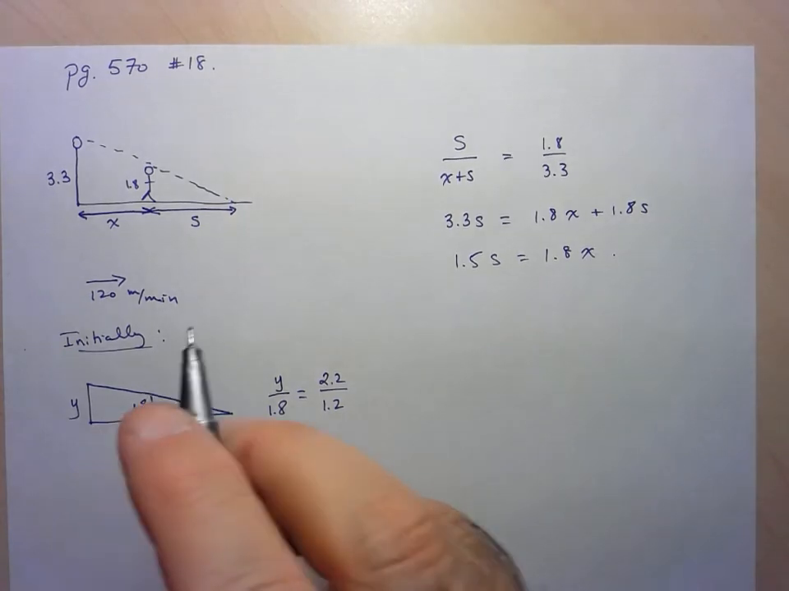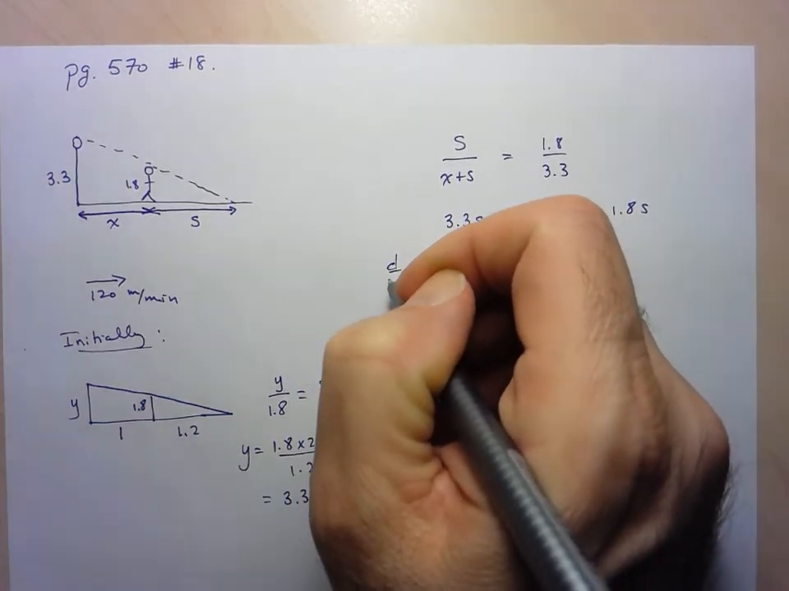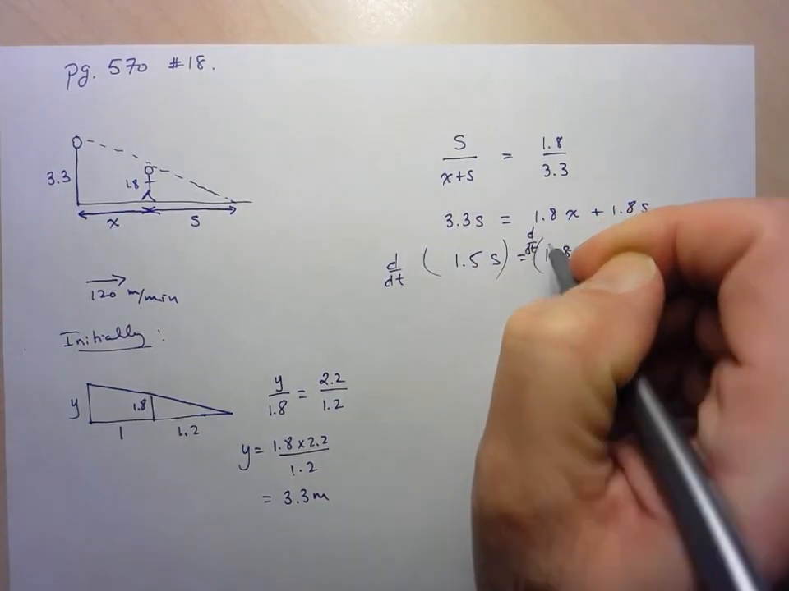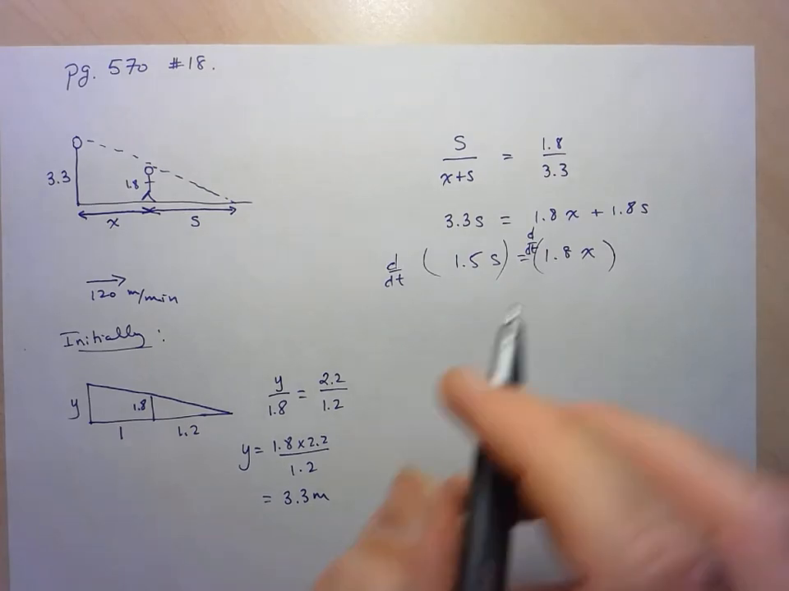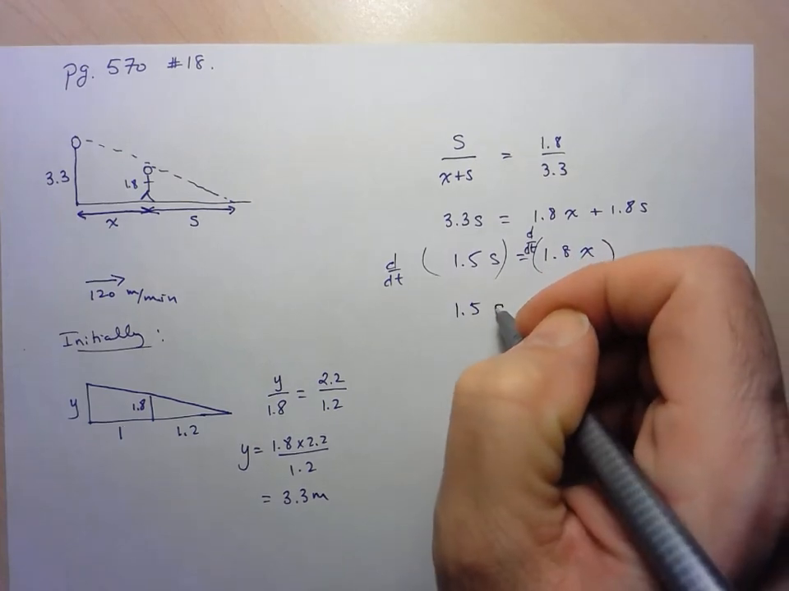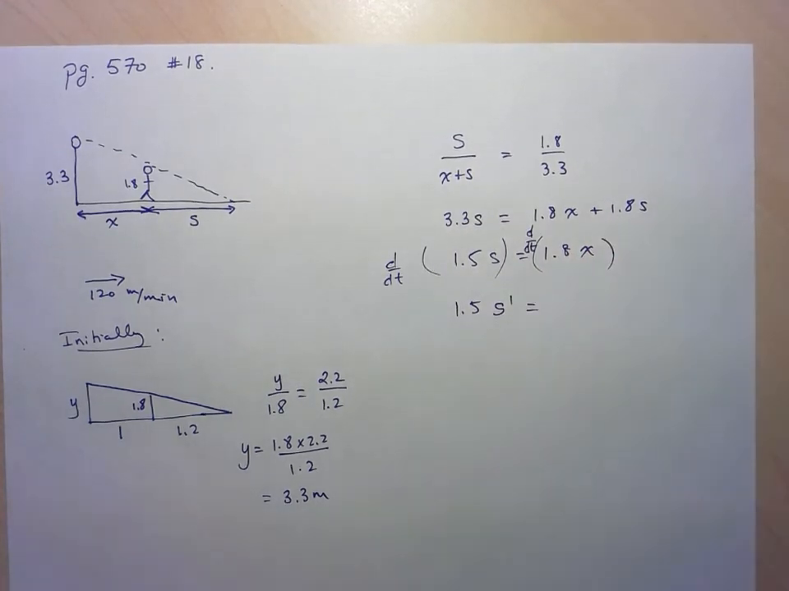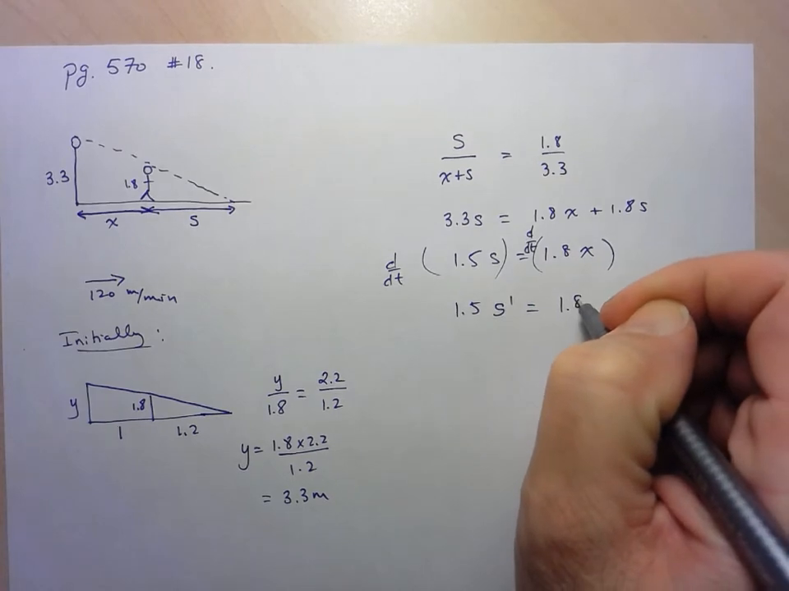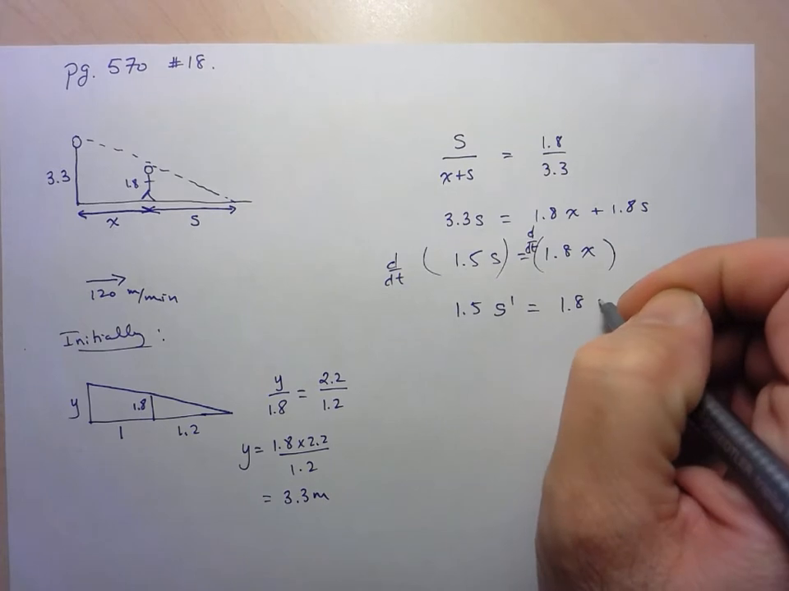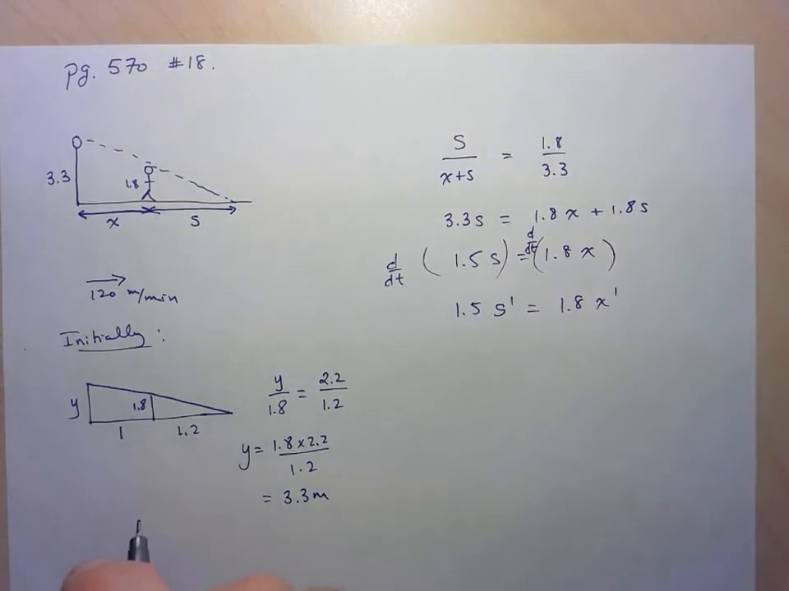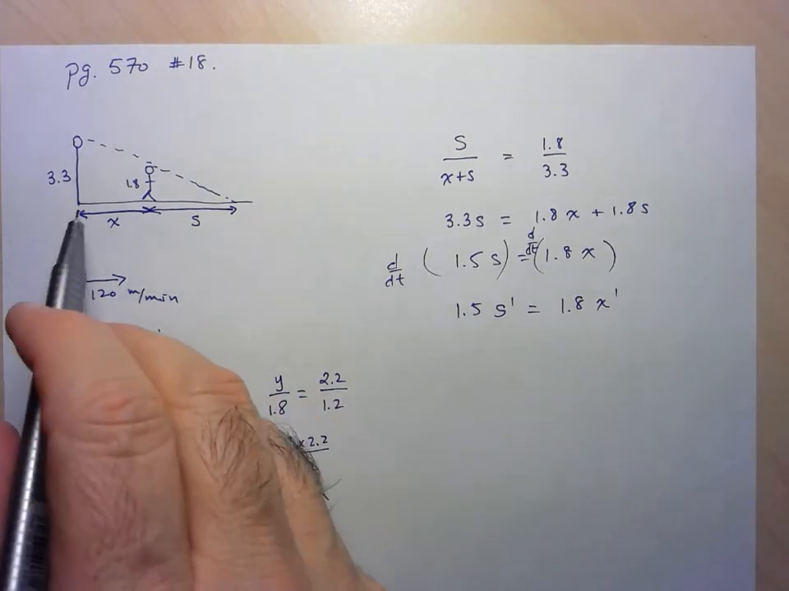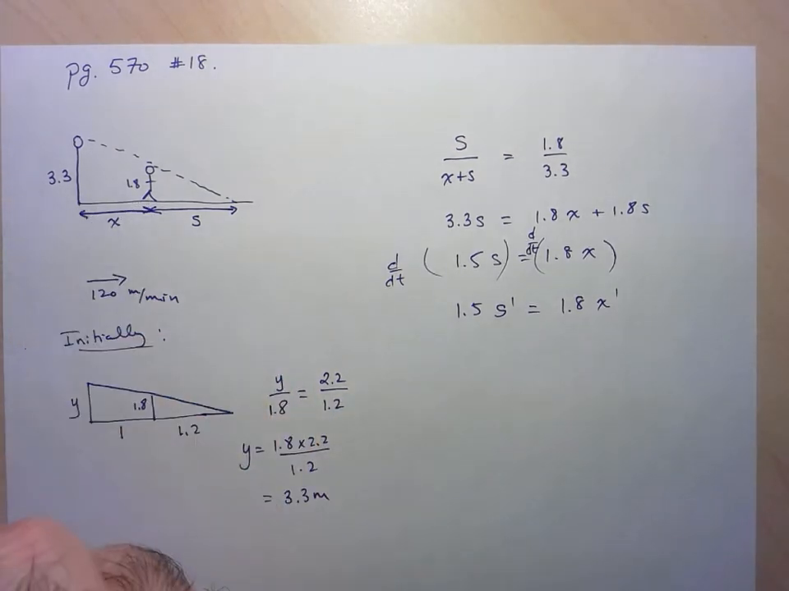Now I'm going to take the derivative of both sides with respect to t, of course, since that's the rate I'm interested in. 1.5 is just a constant, so I'm taking the derivative of s with respect to t, so s prime. 1.8 again is just a constant, and this is the derivative of x with respect to t, which I'll write as x prime. And lo and behold, x prime is exactly that rate that I'm given, the rate at which this distance from the wall is increasing.